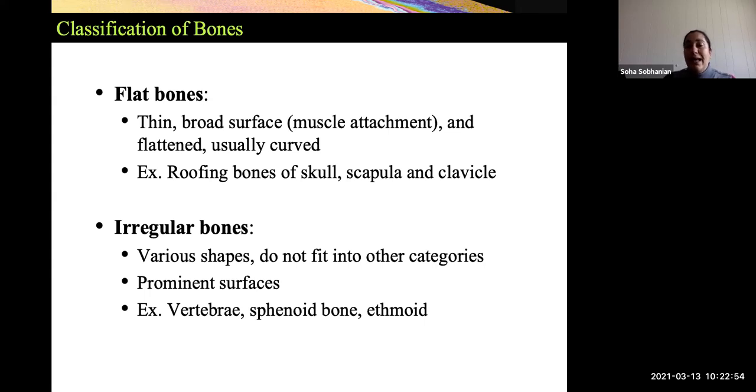The only ones I haven't listed, and I do want you to make a notation for yourself, are two other flat bones that you need to know. One is your sternum, or your breastbone. And then the other one is your ribs. Your ribs and your sternum are both identified as flat bones as well.